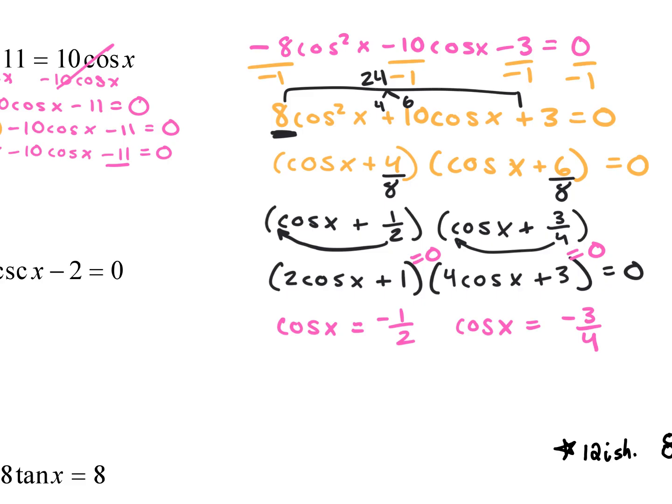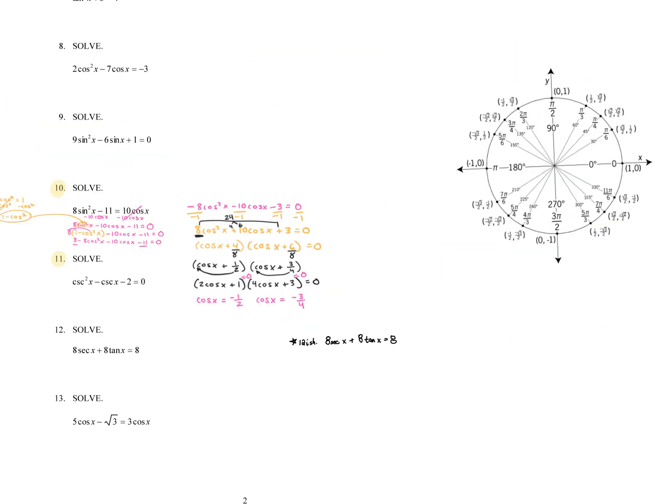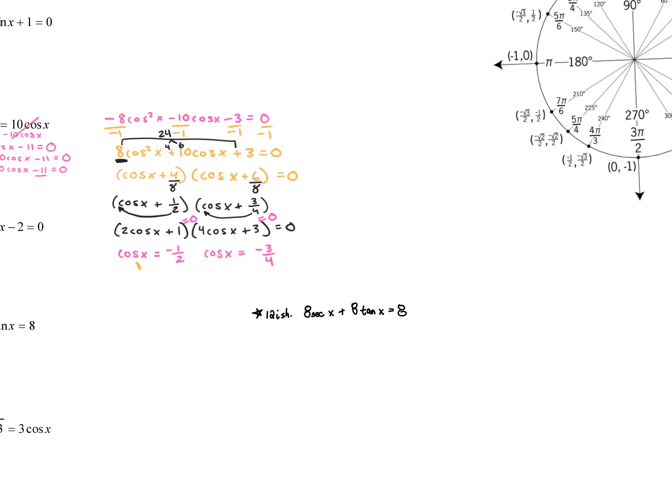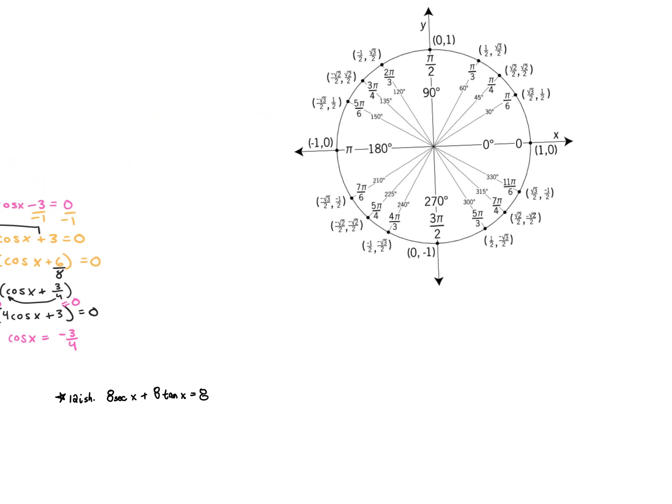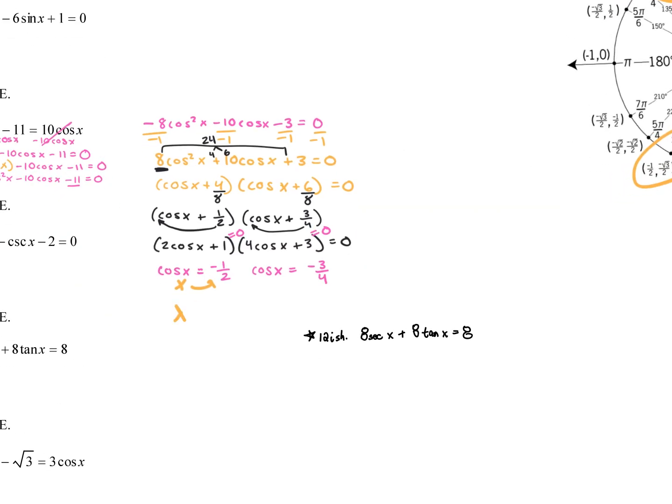What do we do from here? Let's look for it on the unit circle. All right, so cosine tells us we look at what on the unit circle? The x. So I want to see, where do I have an x value of negative 1/2? Two pi over 3. Anywhere else? 4 pi over 3. Perfect. So we have x equals 2 pi over 3 and 4 pi over 3.